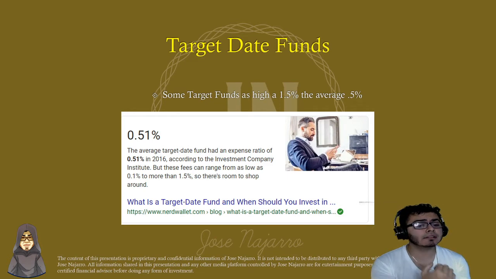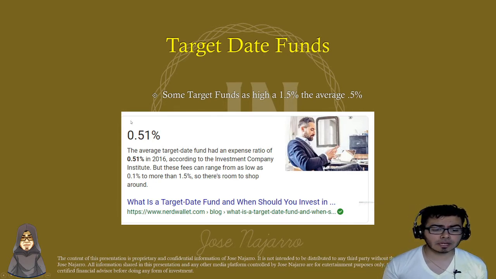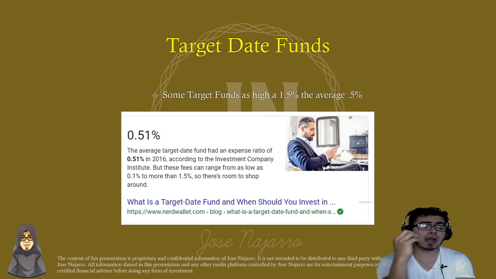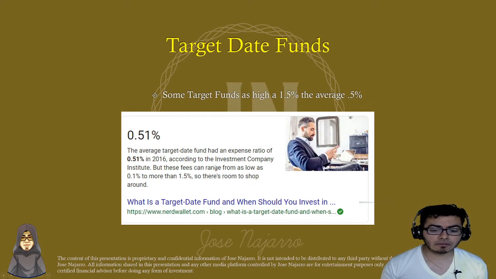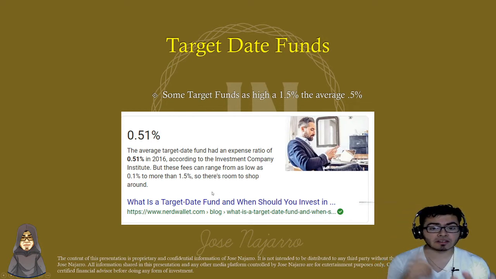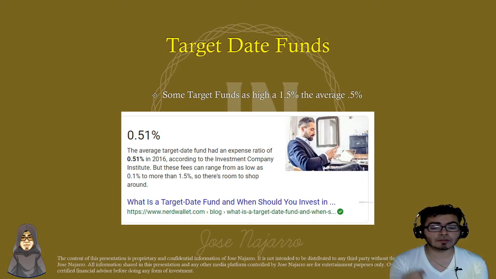Remember, I mentioned my company's target date funds were actually pretty cheap. So I ended up just looking at the average price for target date funds. And the average rate in the United States in 2016 was about 0.5%. Like I mentioned, that's what I saw at my old job. But these fees can range from as low as 0.1% to more than 1.5%. So there's room to shop around. Some target funds are as high as 1.5%, and the average is 0.5%.